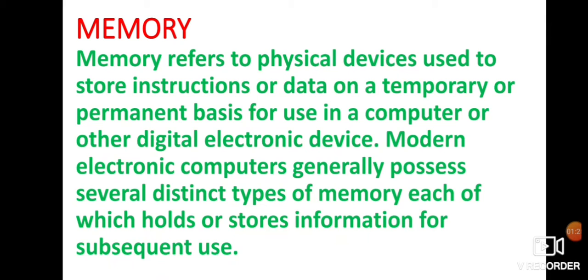Modern electronic computers generally possess several distinct types of memory, each of which holds or stores information for subsequent use. Hence, memory is a place where data or instructions are stored temporarily or permanently so they can be retrieved later on for their subsequent use.